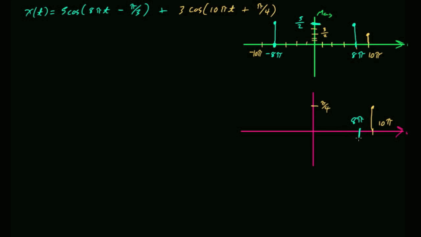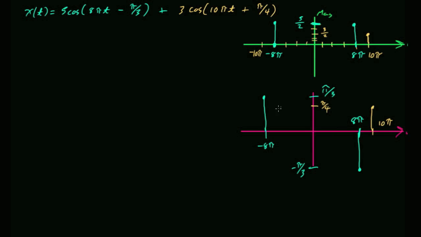You with me? Okay. Now, am I done? No. I've described how much 10 pi I have. Now I got to describe how much minus 10 pi I have. Okay. Well, how much minus 10 pi do I have? What's the magnitude that corresponds to my minus 10 pi?